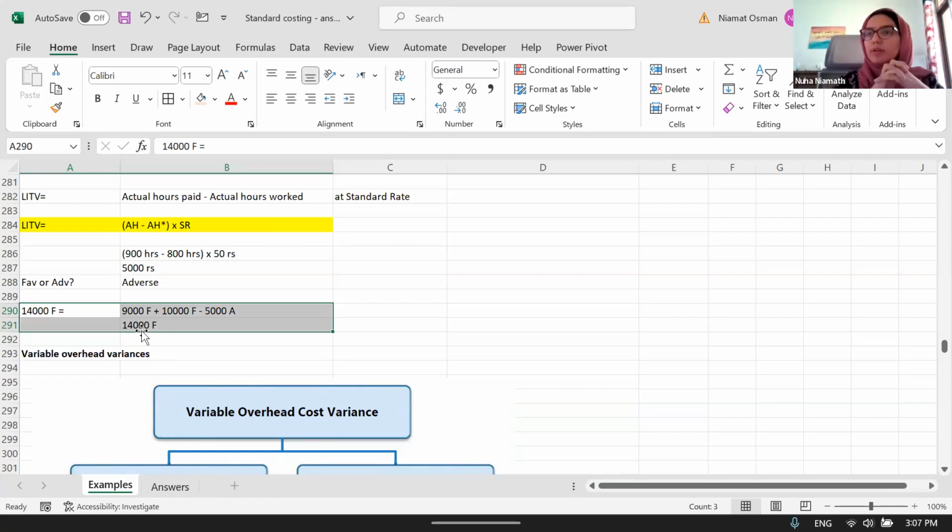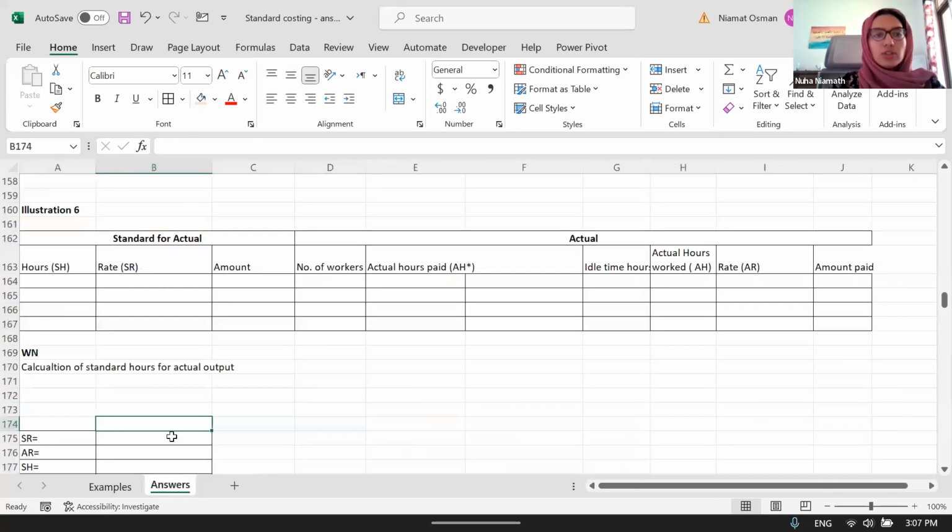Everybody clear with labor cost variance? Any confusions? Everybody understood actual hours worked, actual hours paid, labor idle time variance? Okay, clear, perfect. So now let's proceed with our questions.